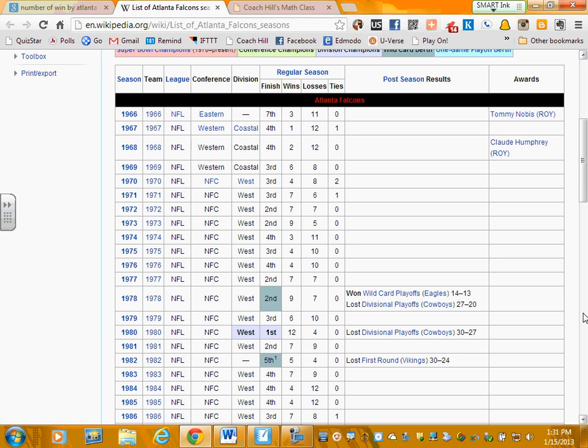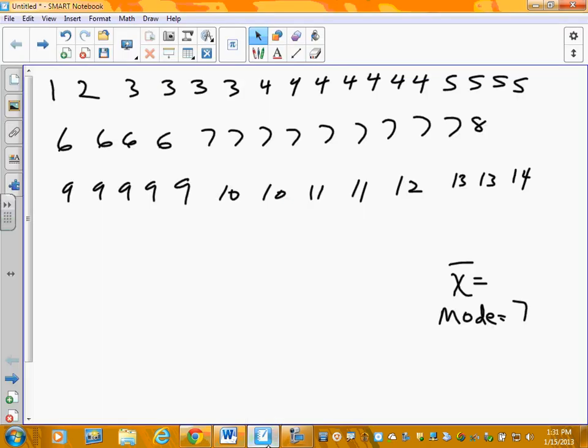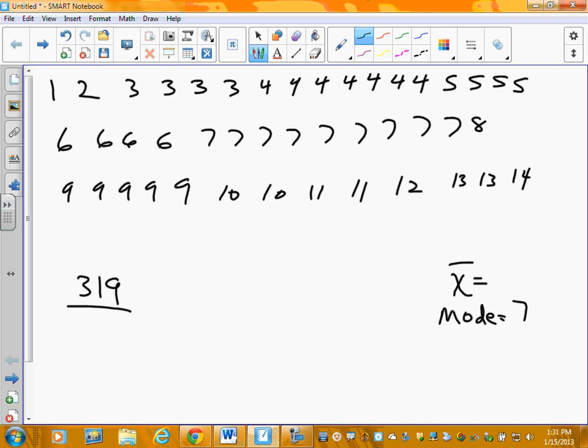First started in 1966. They played the first game. They had 3 wins, so I put it to them. Went all the way down through there. It told me, and I'm kind of assuming, to be honest with you, we didn't add them up maybe that time, but it told me that 319, if you take these numbers and add them all up, you get 319. So 319 divided by how many numbers there are?